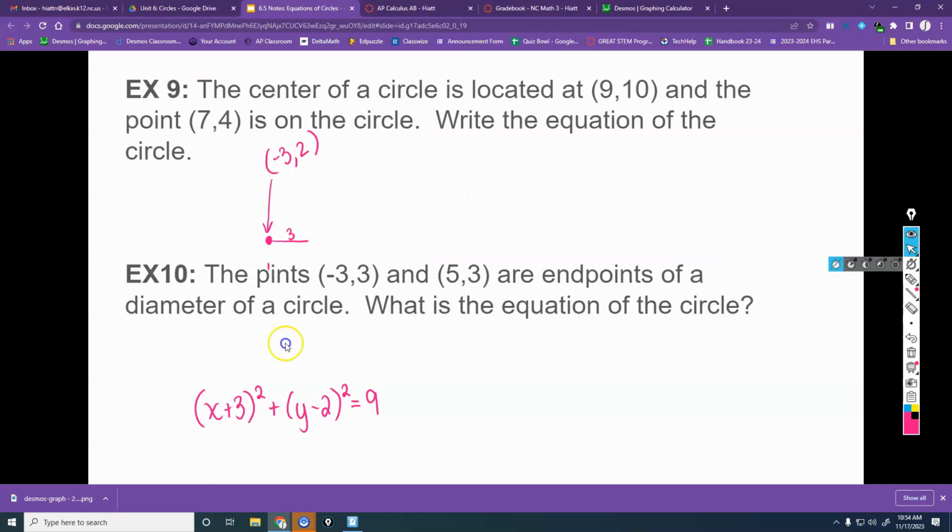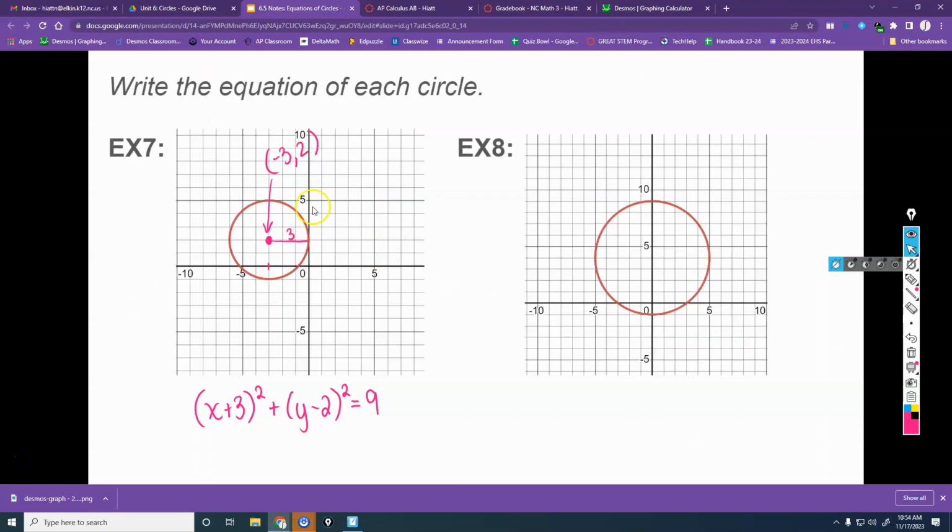So how did you get 9? You take your radius, which is 3, and square it. Okay, now I got it. All right, let's try the next one.